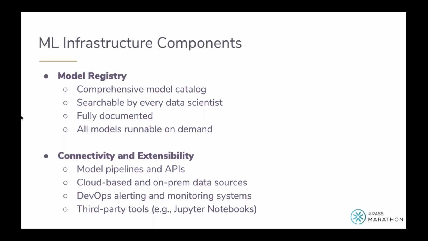Providing connectivity and extensibility: how am I going to do model pipelines and APIs? Depending on your organization, does it cover my cloud-based infrastructure as well as my on-prem data sources infrastructure? Providing the DevOps, logging, and monitoring systems that you're going to require for anything that is a mission-critical production system.